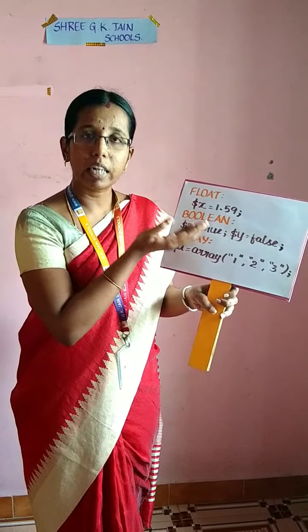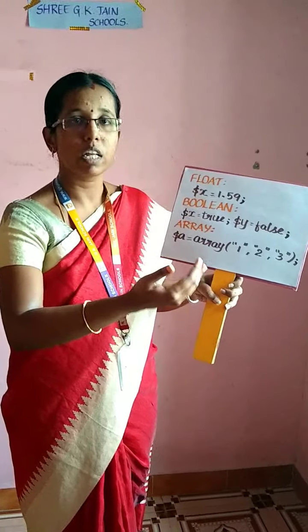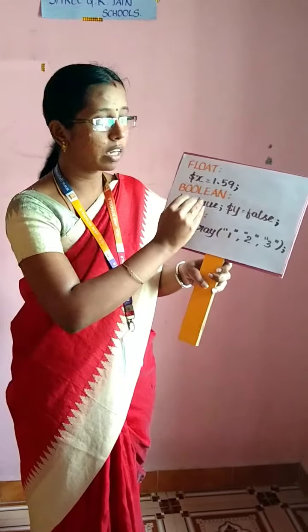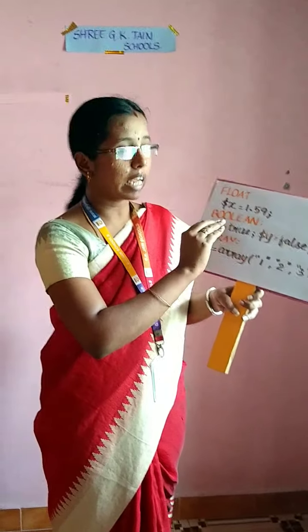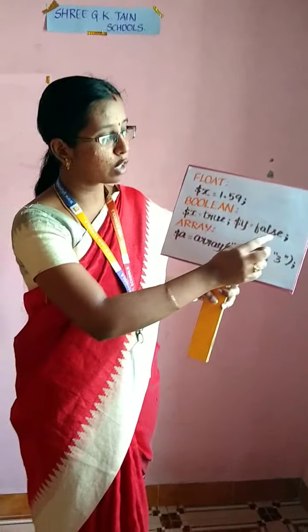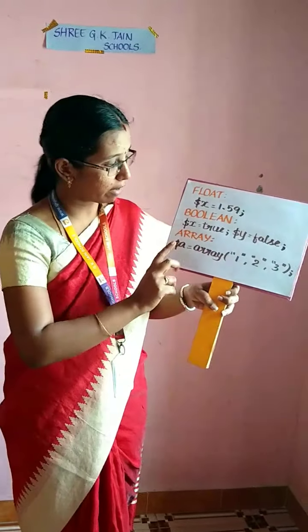Boolean contains boolean conditions, either true or false. The assignment input value or the output, whatever it is, will be either true or false. You have to give either true or false. It takes only two input values, T or F.